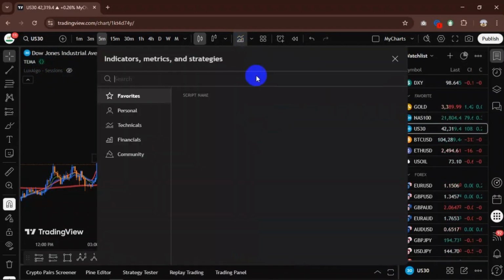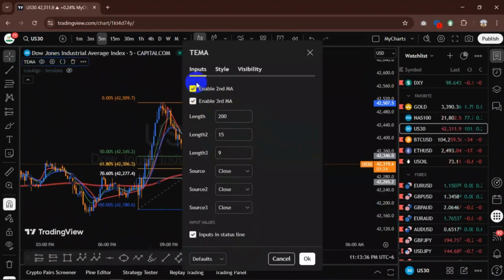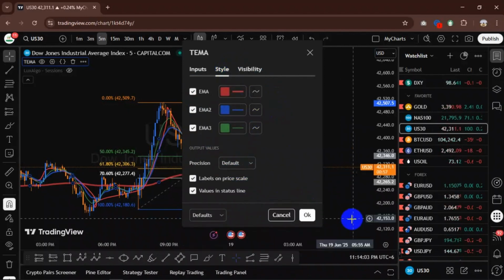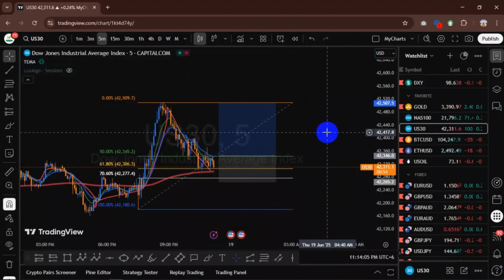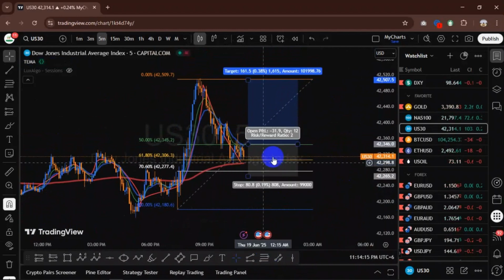If you search on the indicators using TEMA, here you will see triple EMA, which is TEMA. Click on this triple EMA, which is TEMA, and click on these two, and set one EMA for 200, one EMA for 15, and one EMA for 9, and all must be close. And also you can use your own color. After that, the EMA will be set like this. And also I showed my Fibonacci setup as well.